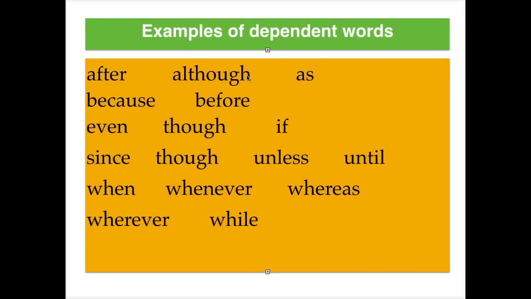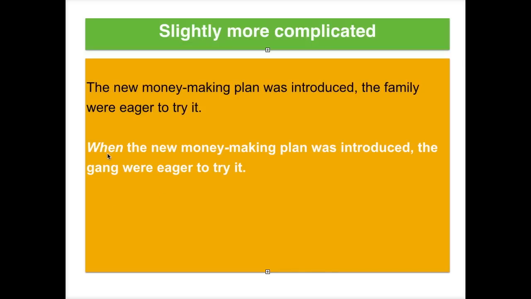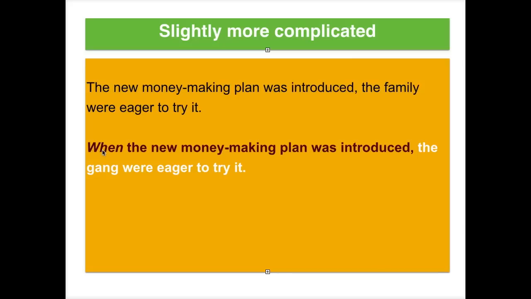Examples of dependent words are here. So if I added one of these words, if it was suitable to the sentence that we've just looked at, say for example when, we would have when the new money-making plan was introduced, the gang were eager to try it. So now we've created a complex sentence by adding one of the subordinating conjunctions, one of the dependent words here. So this now becomes a dependent clause, not an independent clause. A dependent clause because we've weakened it by adding in the subordinating conjunction of when.